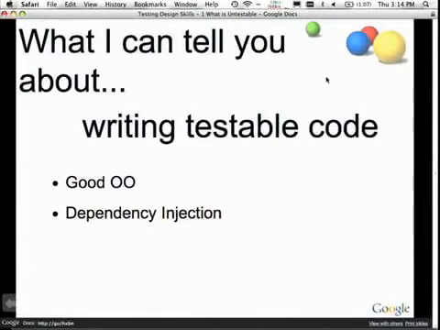It's good. So what can I tell you about writing testable code? Well, it turns out we can talk about what good OO is and how it helps testing, and we're going to devolve into this thing a little bit. And we can also talk about something we call dependency injection. Sometimes I feel like with dependency injection, I'm selling a snake oil because it fixes so many things. But it does actually work.